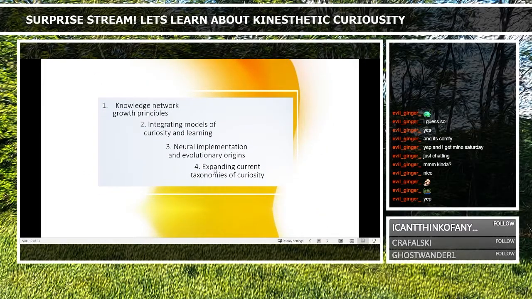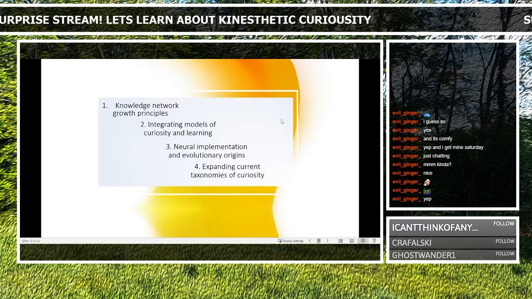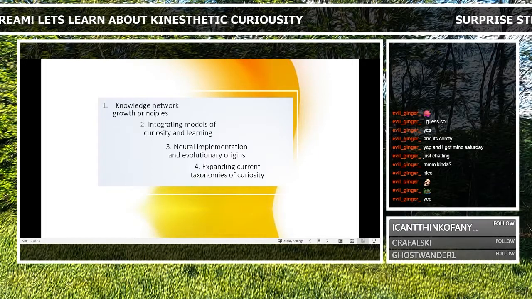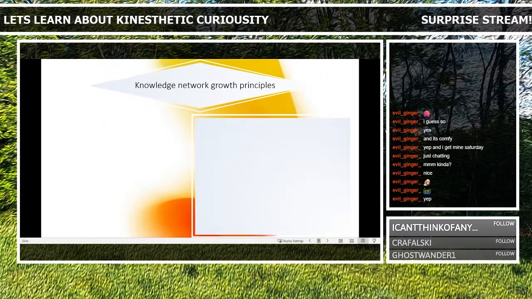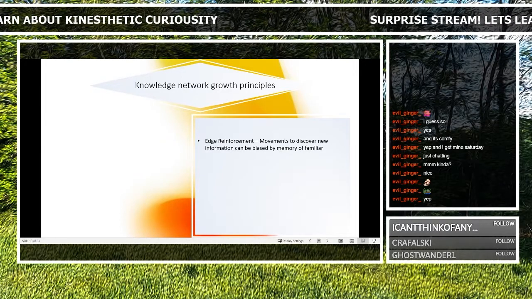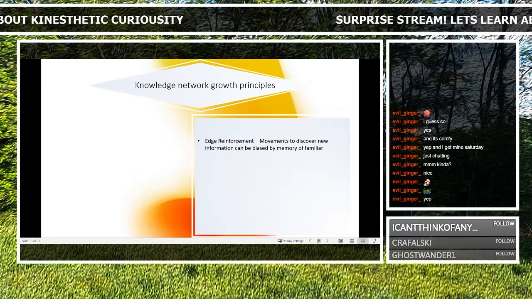So then the paper goes into four different sections: knowledge network growth principles, integrating models of curiosity and learning, neural implementation and evolutionary origins, and the expanded current taxonomies of curiosity. So, starting off, we have knowledge network principles. The first one that they talk about is this idea of edge reinforcement, which are movements to discover new information that can be biased by memory of the familiar.